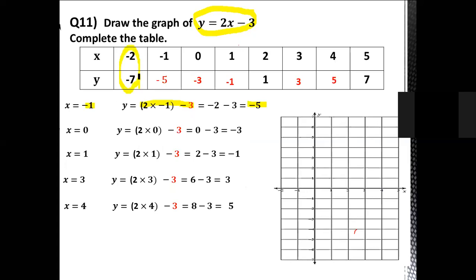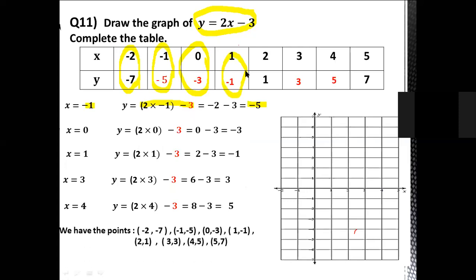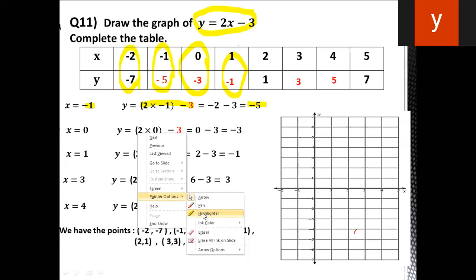Excellent. So what are the points? Can you give me the coordinates of our points? What will the first point be, teacher? Negative 2, negative 7. The next one? Negative 1, negative 5. Then 0, negative 3. Then 1, negative 1. Then 2, 1. Then 3, 3. Then 4, 5. Okay, so these are the points that we have, and where shall we go now?